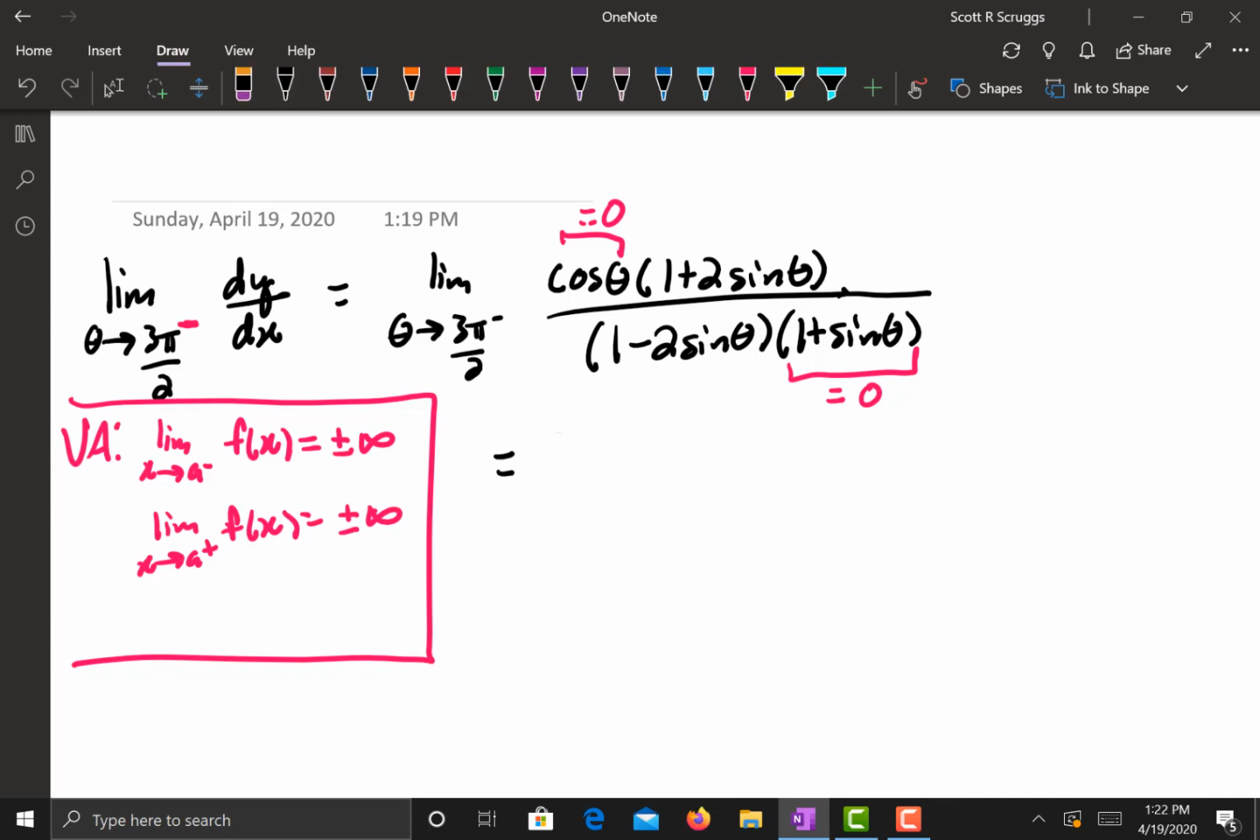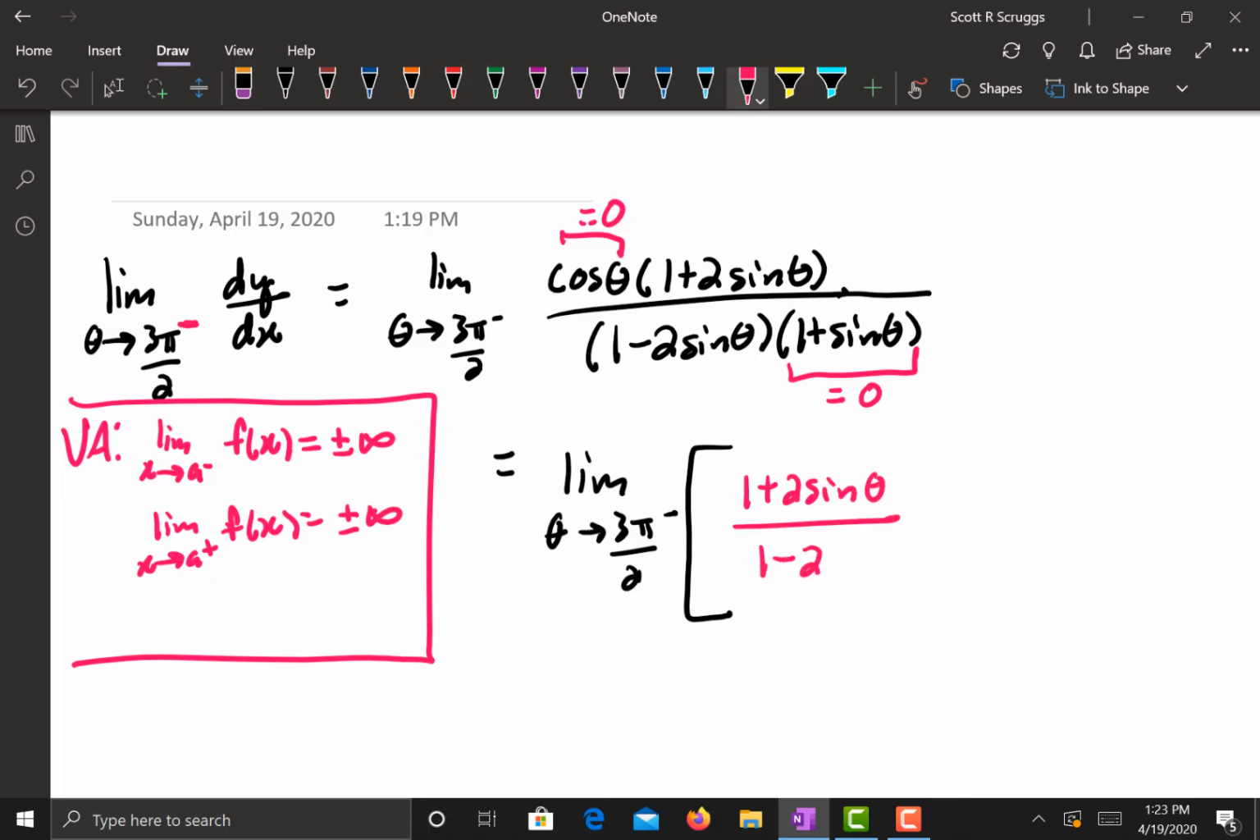and let's add one extra step for more clarity. I can rewrite the expression above as (1 plus 2 sine of theta) divided by (1 minus 2 sine of theta) times cosine of theta divided by (1 plus sine of theta). No tricks up my sleeve. I'm just saying, hey, I have two fractions being multiplied, and I'm splitting them up.